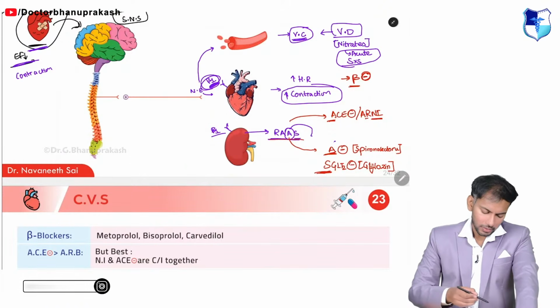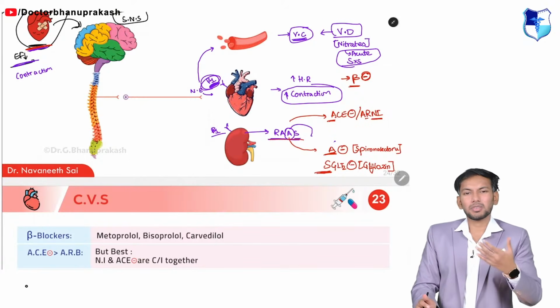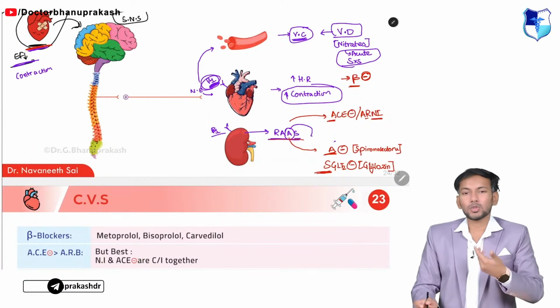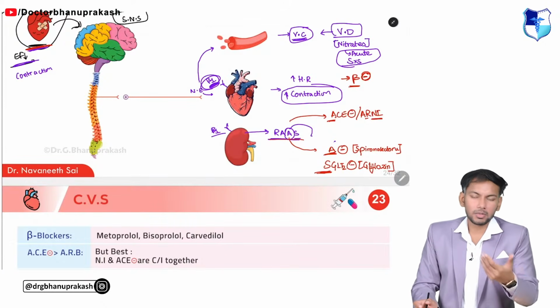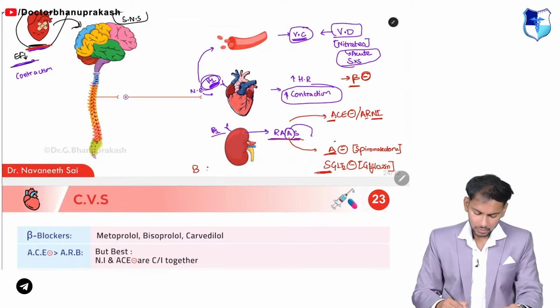See, when EF is reduced, our sympathetic nervous system is overacting. It is overacting and damaging the body. So, we tell our sympathetic nervous system to stop. Bas, kaam karna band kar do. Yes, bas, stop.